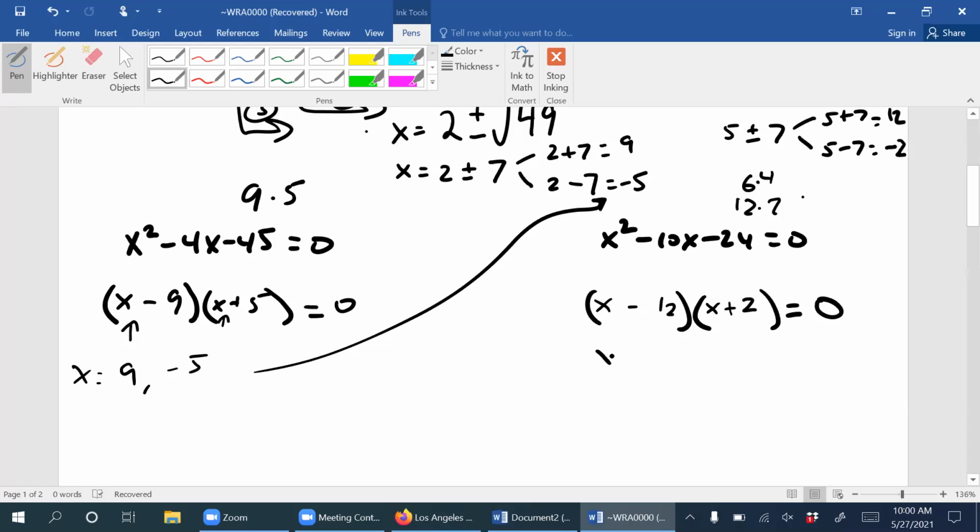X here could be, on our right, positive 12 and negative 2, because positive 12 cancels out negative 12 and negative 2 cancels out a positive 2. These are the answers over here: 12 and negative 2, exact same answers.